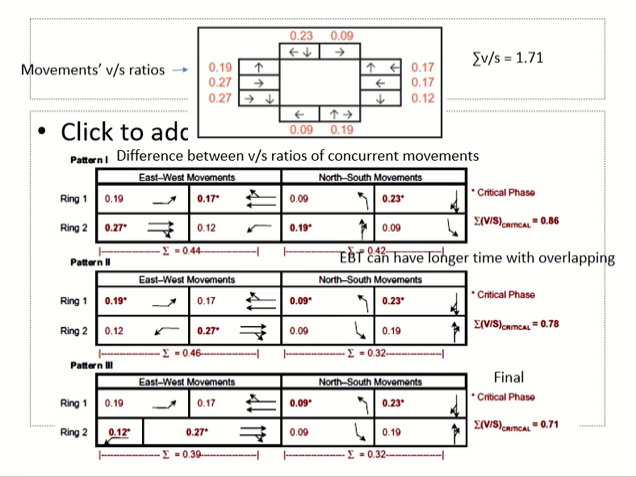0.27. This one will be designed for which one? 0.17. This one will be designed for which one? 0.19. Okay, and so on. Clear? Whenever you have multiple lane groups in the same phase, you will take the one which has the higher v/s ratio. Clear?